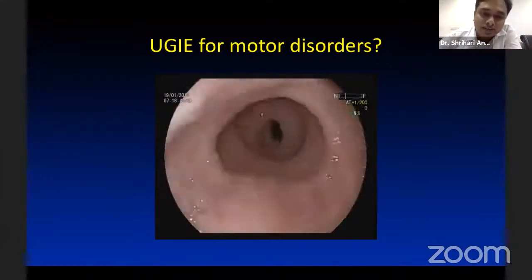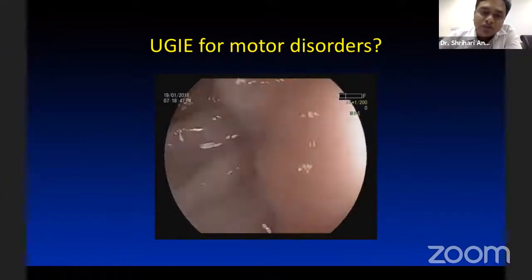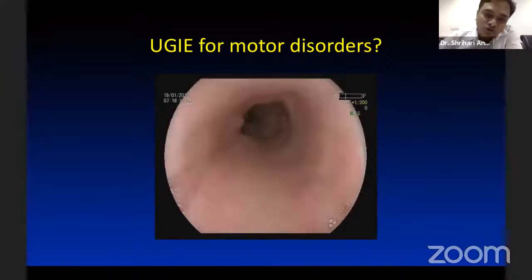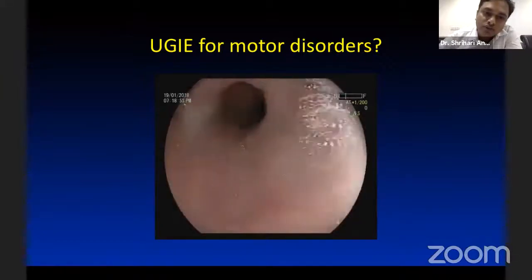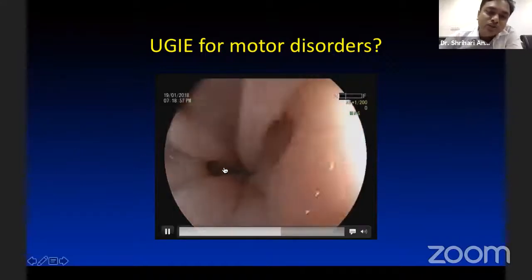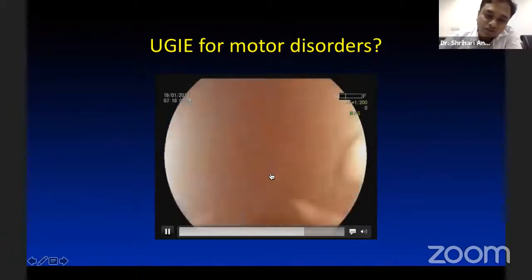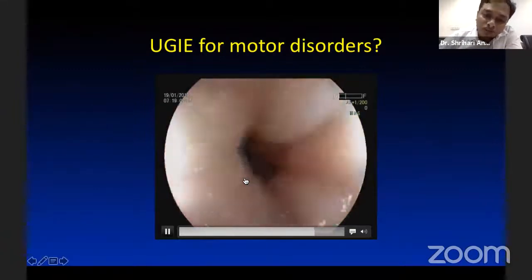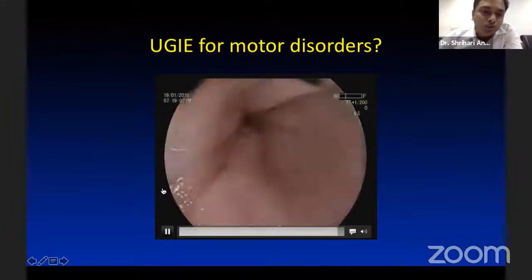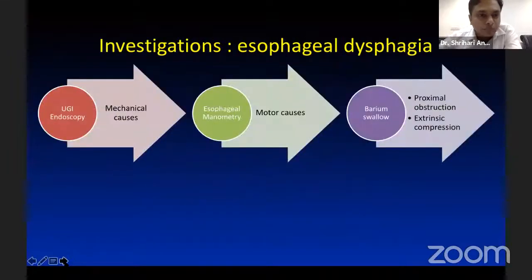Like in this case, you can see a fairly open esophagogastric junction, but there are tertiary contractions and there is some amount of resistance to passage of the scope as you go across. You also see some pooling of saliva and a slightly dilated esophagus. It is in such cases that you have to have a high index of suspicion so that you can order further tests and establish the diagnosis. So it is very important to have this index of suspicion when you are doing an endoscopy.